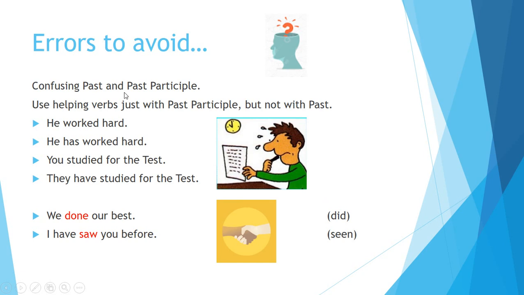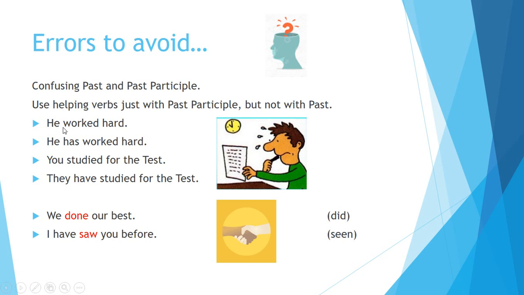And now, some errors to avoid. Probably sometimes past and past participle could be confused, but there is a key to know when to use the past form of the verb or when to use the past participle form. And it is this one. We're going to use helping verbs just with the past participle, but not with the past.